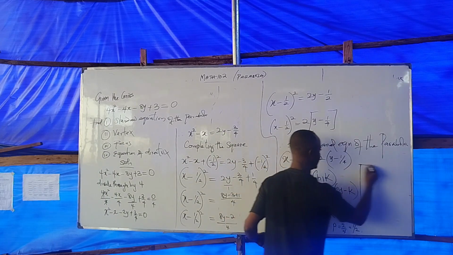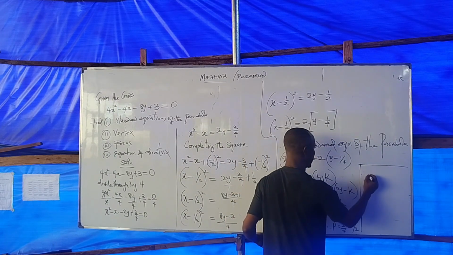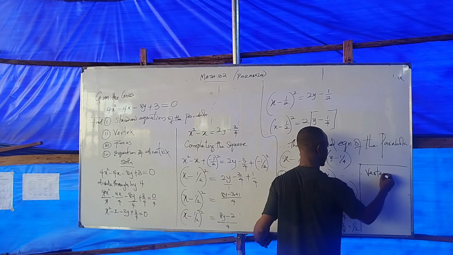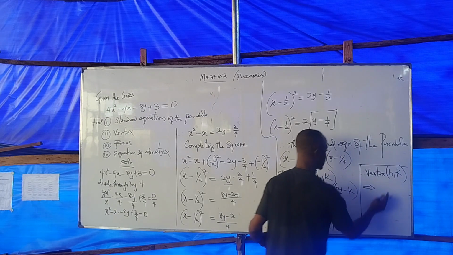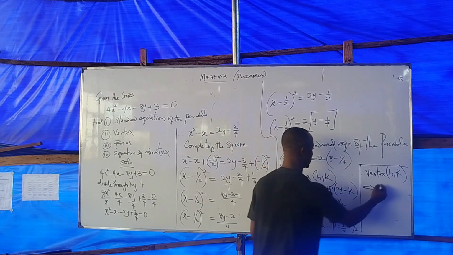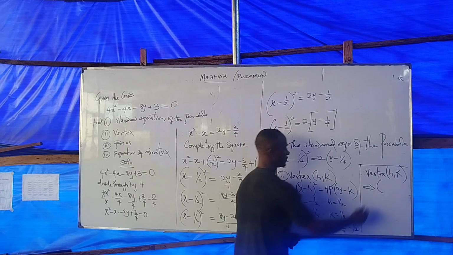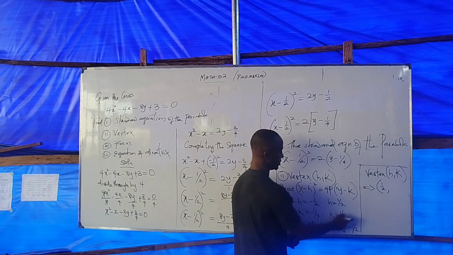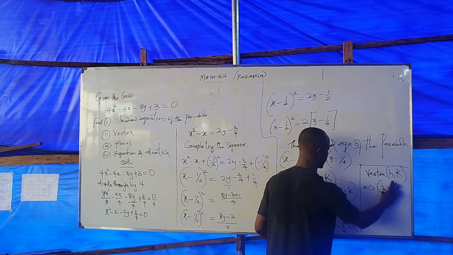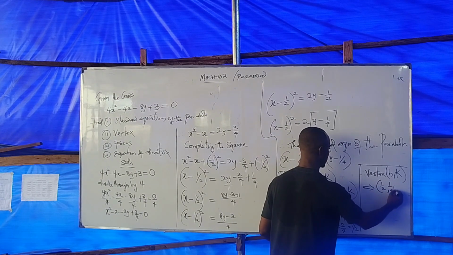Therefore, let me come here. Please continue with this. Therefore, our vertex, which is h comma k, is equal to what? What's our h value? Give me the value. What's our h value? 1 over 2, right? Comma 1 over 4. Correct.